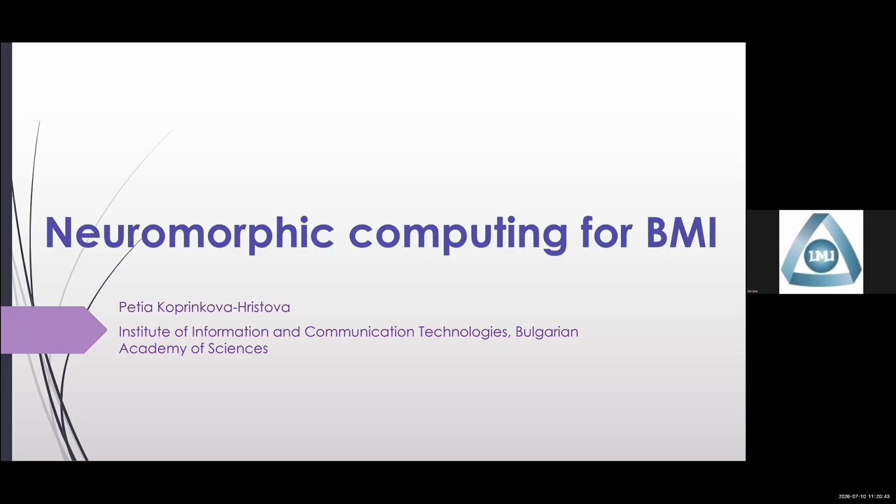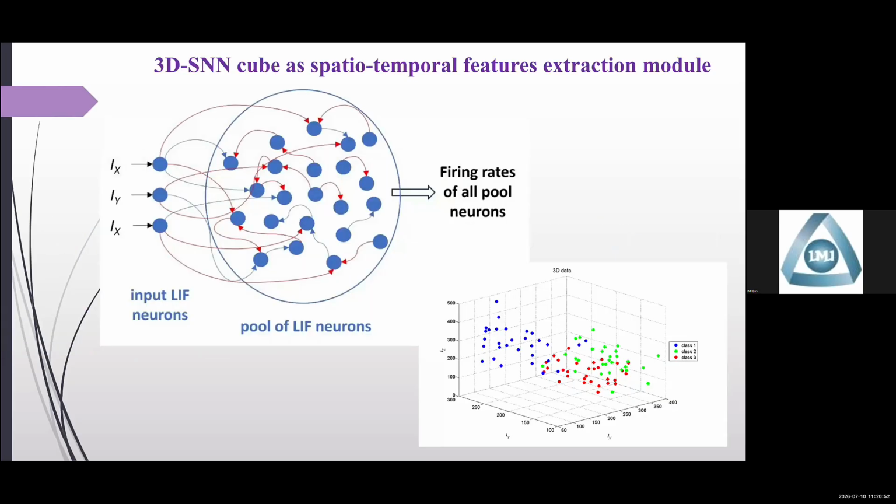So I will talk about what we did during our European project. This is called NEMO BMI. But first of all, what is our neuromorphic approach? Even though it is still not implemented on a neuromorphic device, we hope somebody of you will produce a device soon to be able to implement this. But what we are doing, we are using spike timing neural networks to extract features from recordings of brain activity.